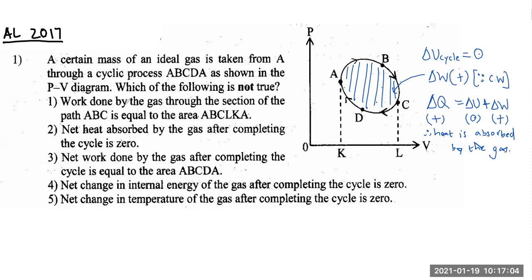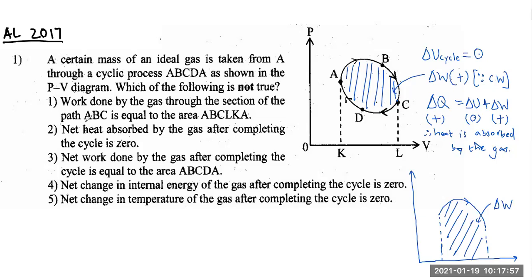Questions. Work done by the gas through the section of the path ABC is equal to the area ABCLKA. Is that correct? Can we say that? Okay, yeah, right. If you have a process, and you want to find the work done due to that process in the diagram, you can take the area below it with the x-axis. So this is going to be the work done. So the first one looks okay to me.